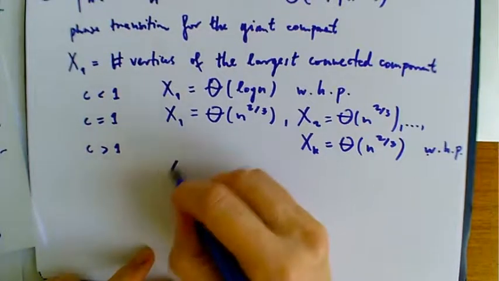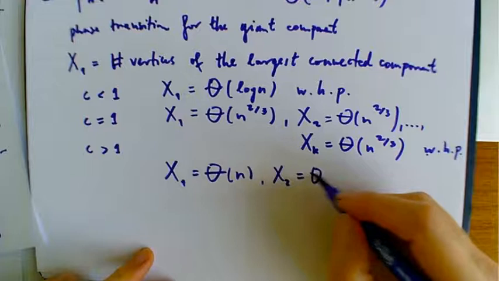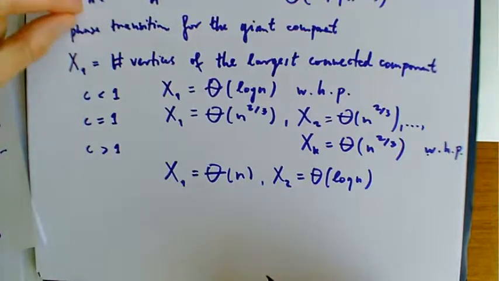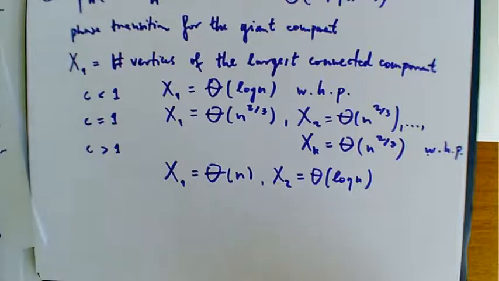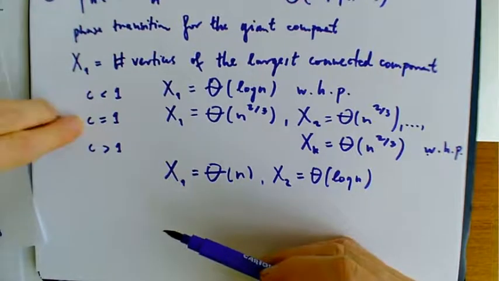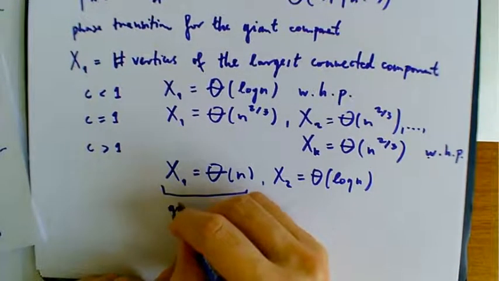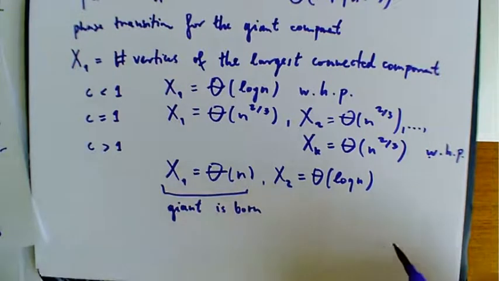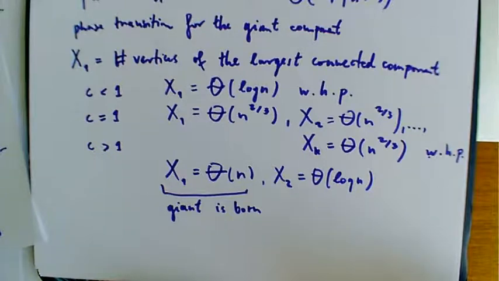And then when c is bigger than 1, then x1 is of order n and x2 is of order log n. So being open is still a very small probability, but c is bigger than 1. Around c equals 1, just after that, the giant component appears. So giant is born. Giant is born, and the others are very small, and soon they will join the giant. If you keep increasing the probability of being open, they will join very soon. And so this is the critical regime.